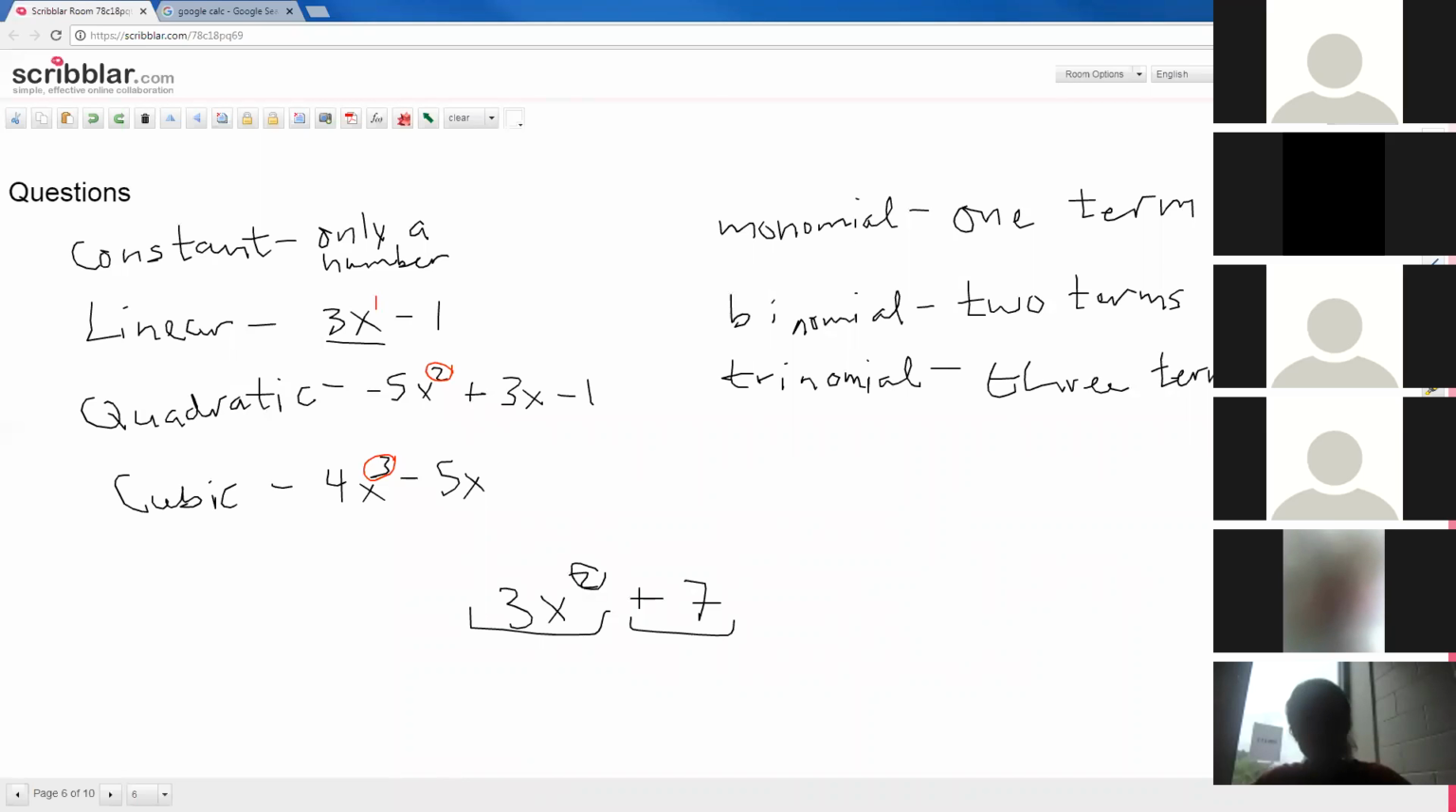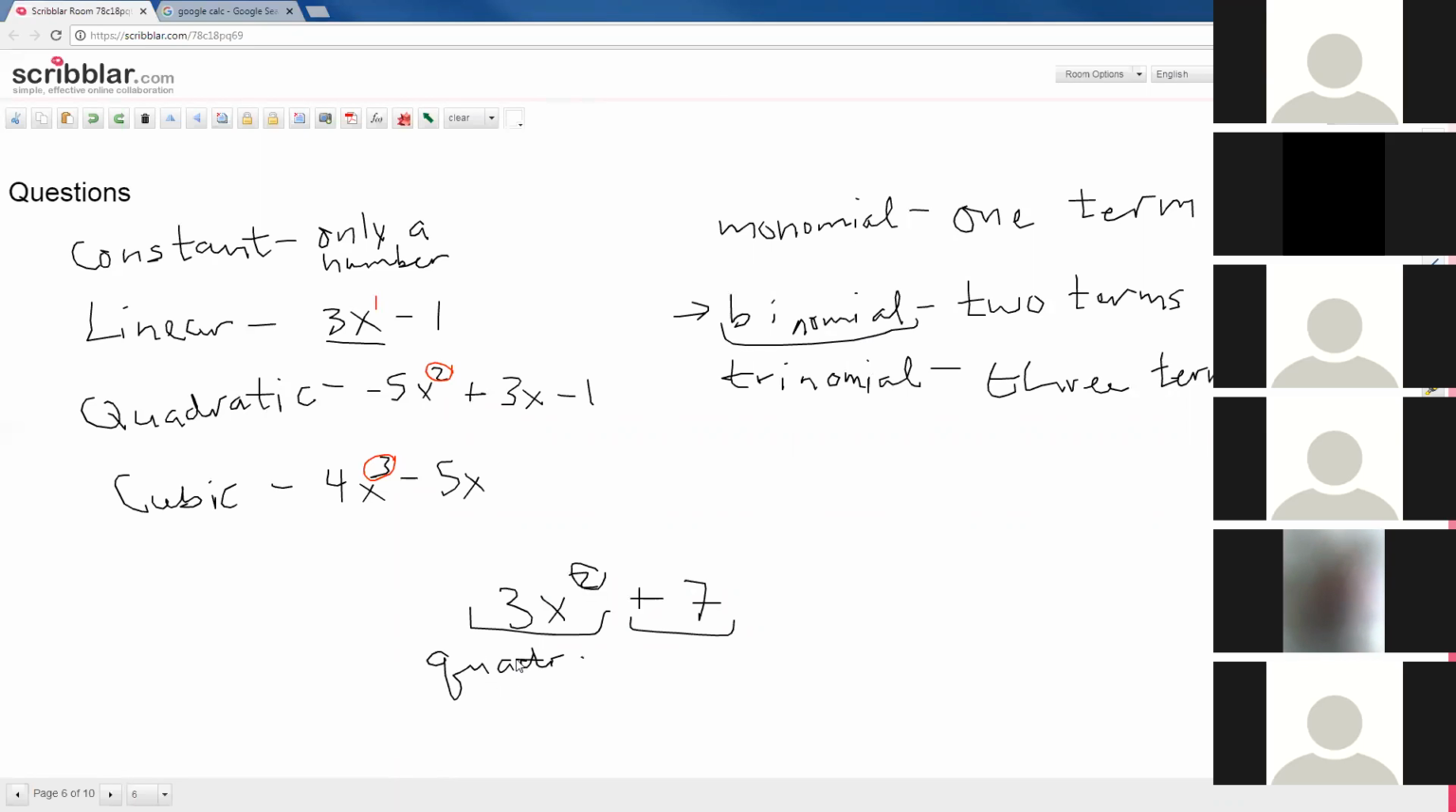I don't speak Spanish, I apologize. So there are 2 terms, but we use the word binomial. I don't know if there's a correct translation to Spanish because I don't know the language. So the full name is quadratic binomial.